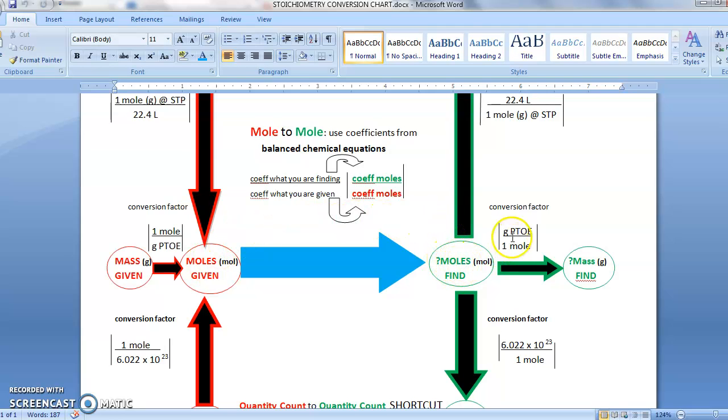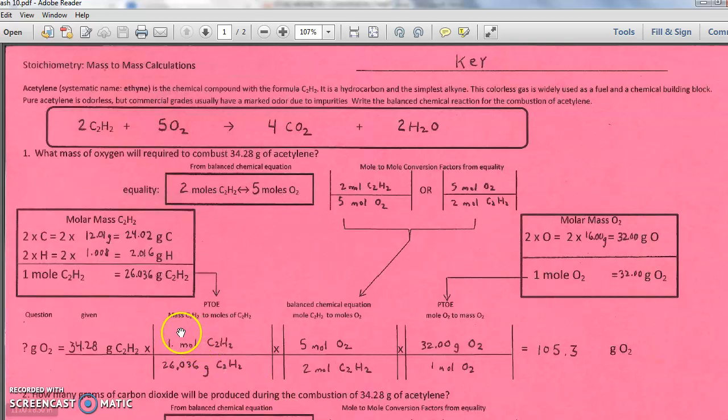Once we know moles of oxygen, we'll multiply by the mass of oxygen in 1 mole, the molar mass, and that will get us how many grams of oxygen we need. It's a 1, 2, 3-step problem. So when we look down here on the actual problem, we've got step 1, step 2 is our mole to mole, and step 3 we're multiplying by the molar mass of oxygen.